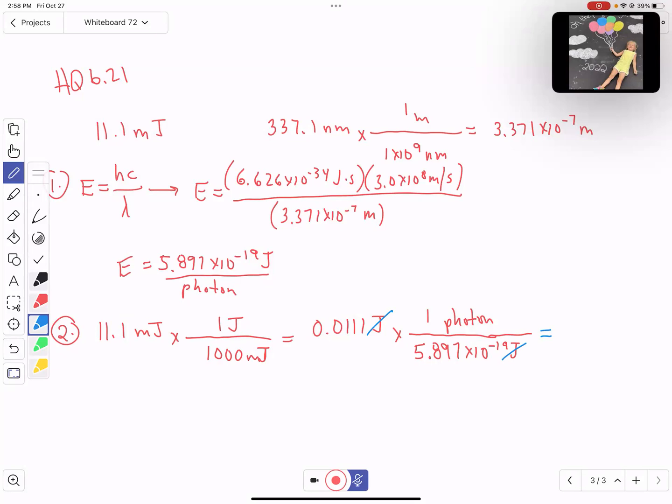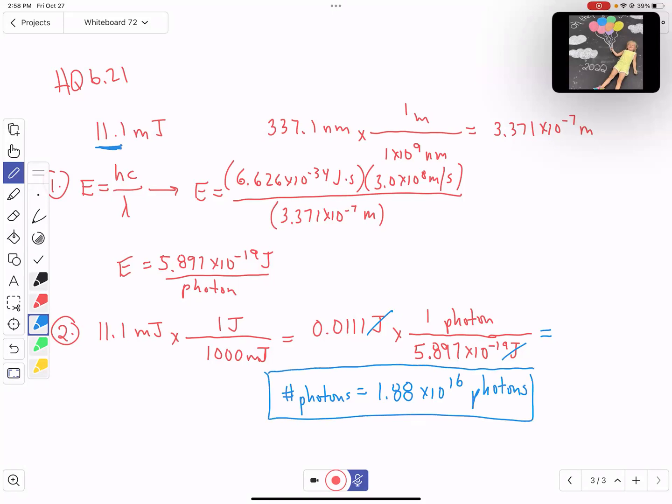All right, and I get number of photons equals, let's say, 1.88 times 10 to the 16 photons. I'm going to say 3 significant figures because you told me 11.1 millijoules, so we've got 3 sig figs there. I would go with 3 significant figures in our final answer for question 21.